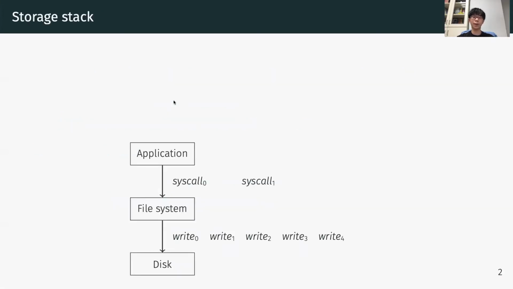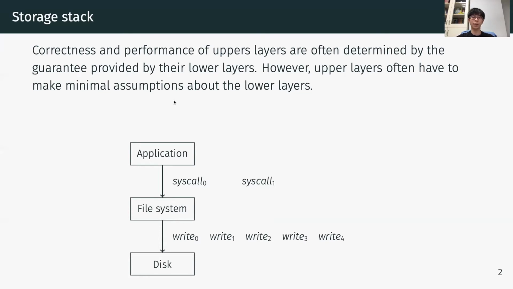To understand why SCFTL is useful, let's begin with an overview of the storage stack. Broadly speaking, the storage stack starts from the application layer, goes through the file system, and eventually reaches the underlying disk. The storage stack should be crash-safe, meaning that it doesn't have unexpected behavior even in the face of a crash. One interesting observation about the storage stack is that oftentimes the correctness and performance of upper layers are determined by the guarantee provided by their lower layers.